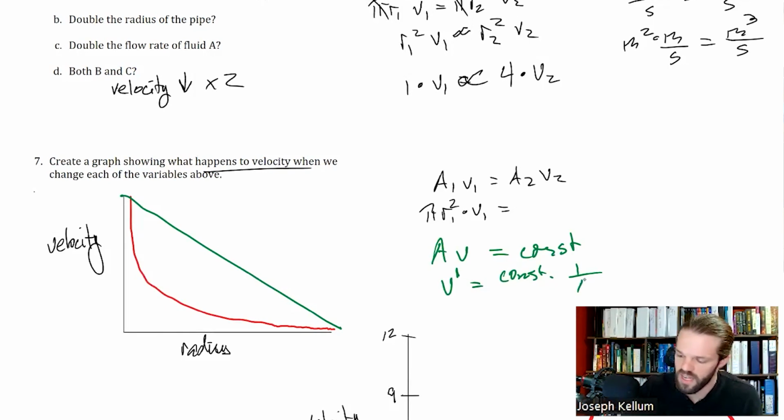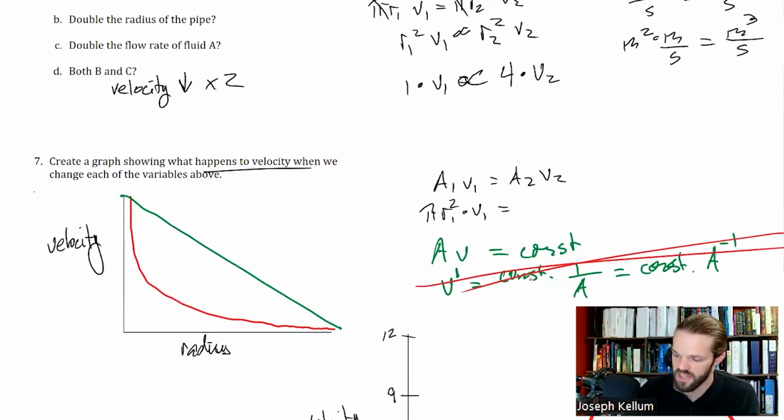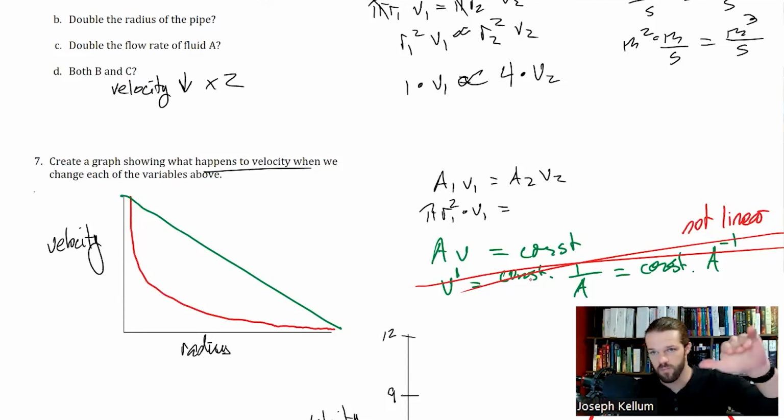And so 1 over anything is that thing raised to the power of -1, right? So it'd be like constant times area to the -1. And so in this case, those exponents are not the same. So what that tells us is that this is not linear, because the exponents are not the same when placed on opposite sides of the equal sign. So this equation has to have a curve of some sort to it.